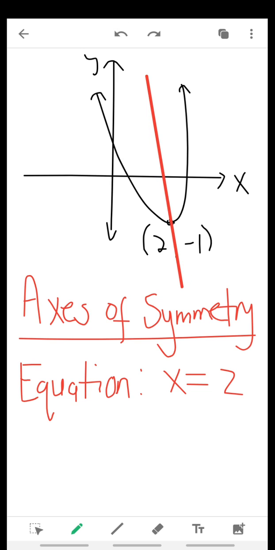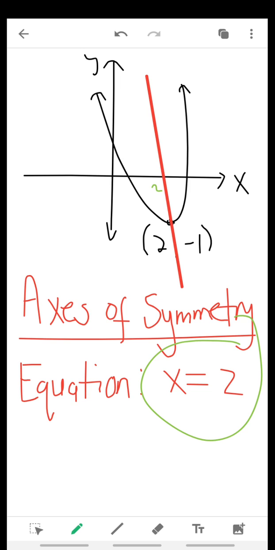Remember, the axis of symmetry will cut the x-axis at the point 2 for this example, and as a result, this line, if drawn to scale, will be parallel to the y-axis. If it's parallel to the y-axis, then we know that the equation of this line will just be x equals a constant value, and in this case it will be x equals 2. So there we go.